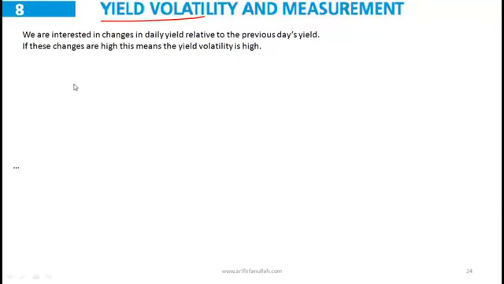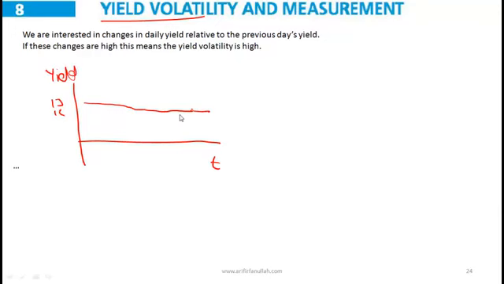Okay, what we mean by yield volatility is the following. Let's say this is time, and if you take your yields on, let's take our benchmark 6-month T-bill. If you have a situation like this where we have the yield on our 6-month T-bill being about 13%, and then slowly it comes down from 13% to 12%. So this is the yield on the y-axis and time on the x-axis. So the yield is high, but is this volatile?